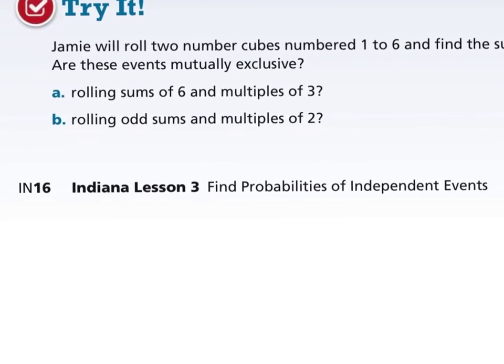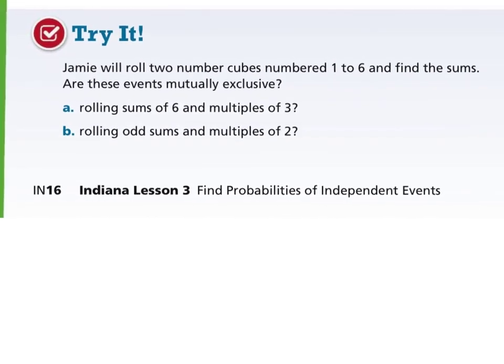So if we look at the try it, Jamie will roll 2 number cubes numbered 1 to 6. Are these events mutually exclusive? So they're not asking us to find the probabilities, they're just asking us if they're mutually exclusive. In other words, is there not an overlap between them, or if there is, then they're not mutually exclusive. So part A, rolling sums of 6 and multiples of 3.